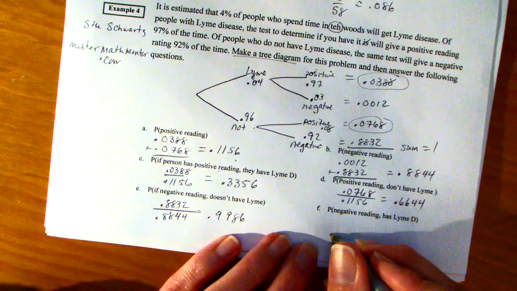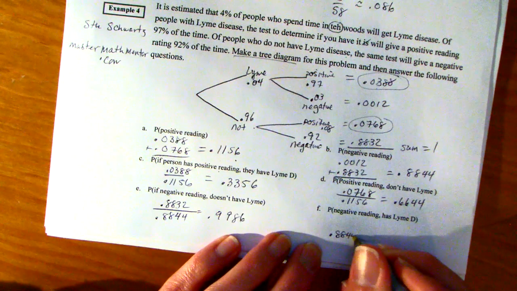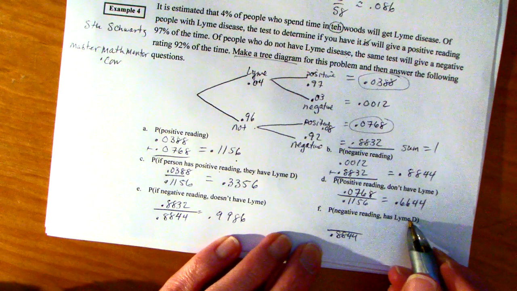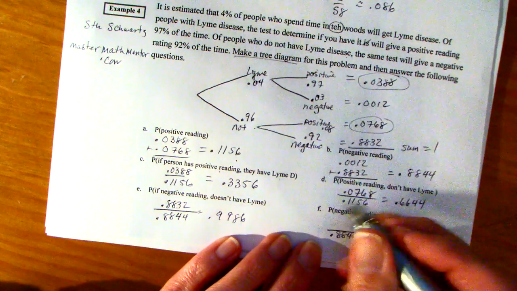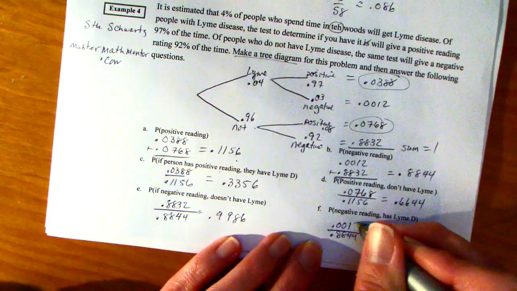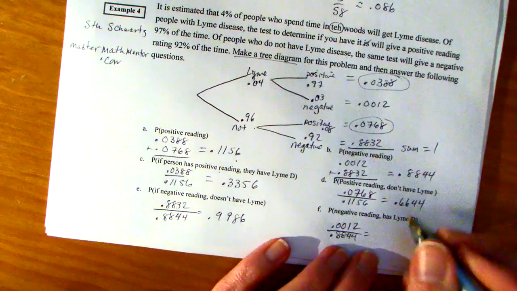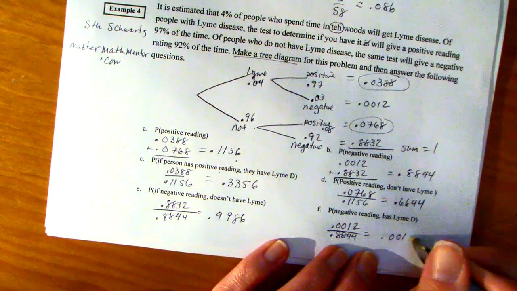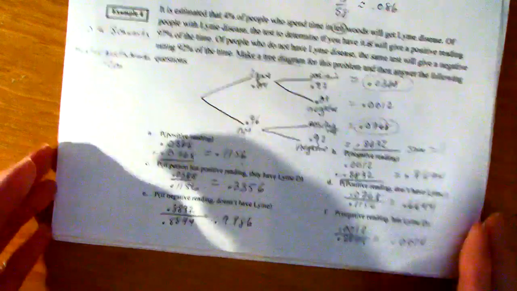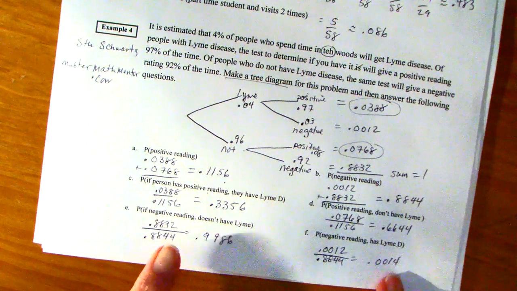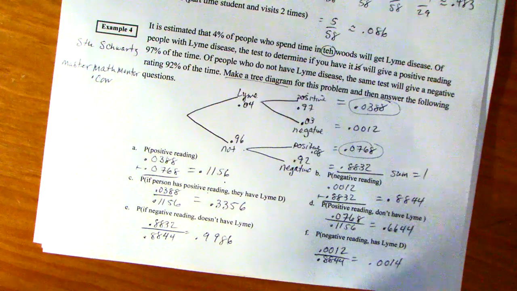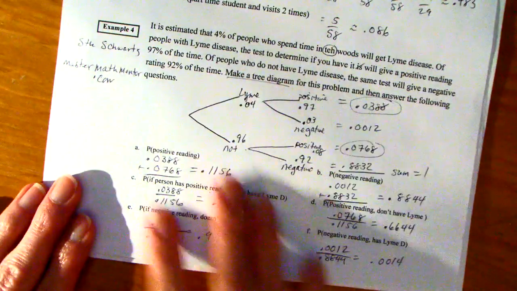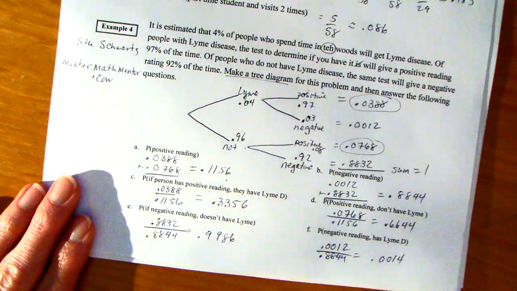Alright, so bottom number is 0.8844, that you have Lyme disease, and that'd be that you have it, but it's negative, 0.0012. 0.0014. So that's how you do those problems. This is definitely extra, but I want you to realize how stats can be expanded. You'll not be tested on this, but I would love to give it to you as extra credit on a test if possible.